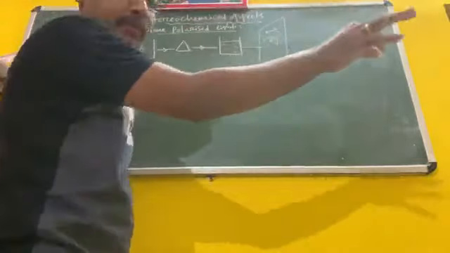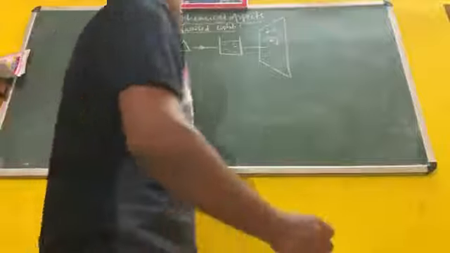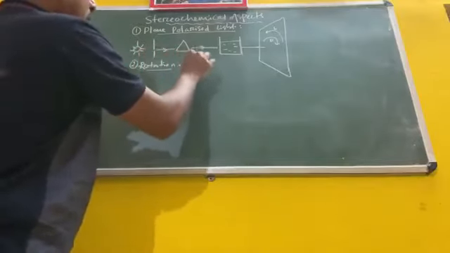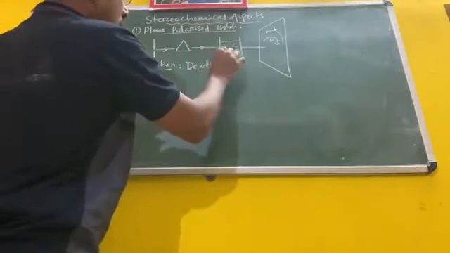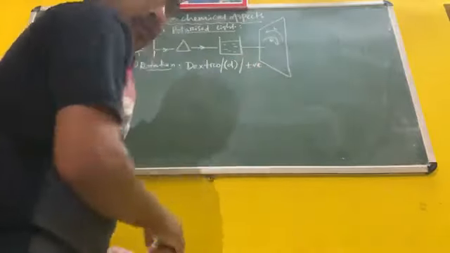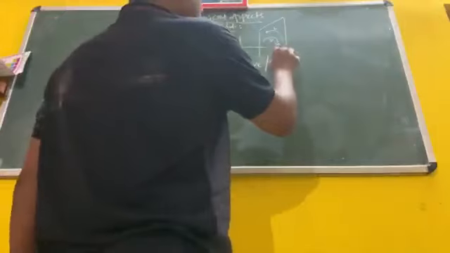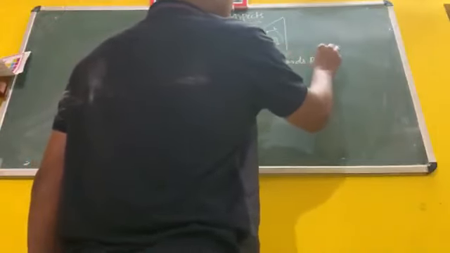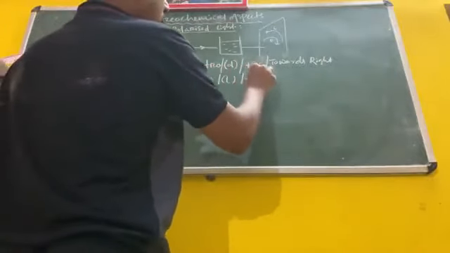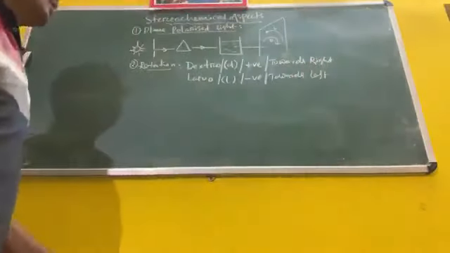Dextro means the compound rotates plane polarized light towards the right, and levo means the compound rotates plane polarized light towards the left. Clear? Then second, rotation. Dextro you can write as D or positive, or towards the right. Similarly, levo means L, that is negative, towards the left. Clear? This is the rotation.